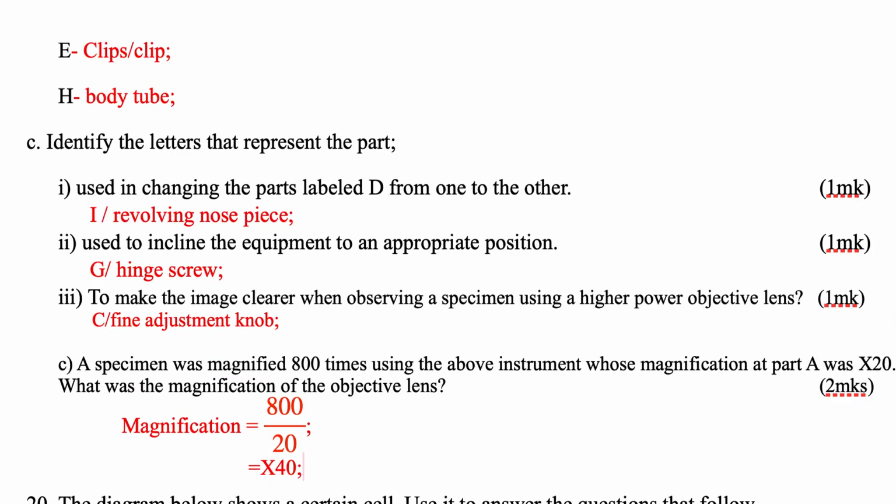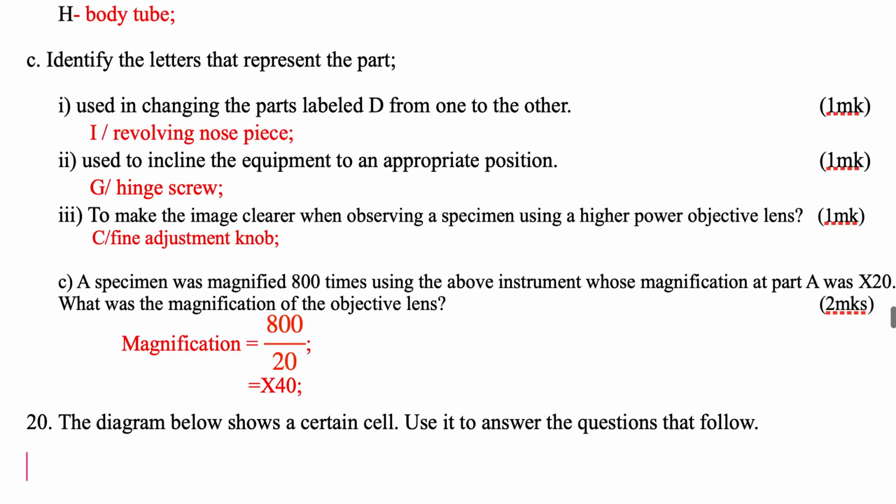A specimen was magnified 800 times using the above instrument, whose magnification at part A was given. What is the magnification of the objective lens? That is how you do the calculation.